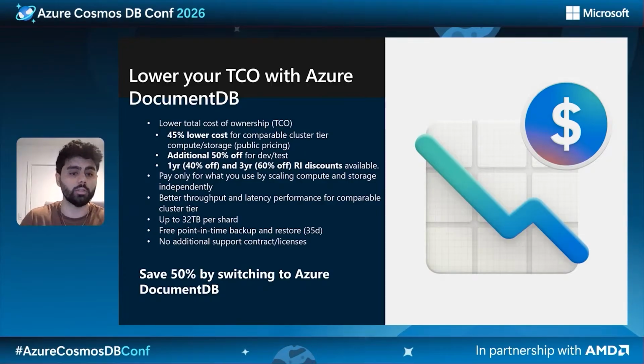We give up to like 32 terabytes per shard, free point-in-time backup and restore, and no additional support contracts or licensing. I'm going to emphasize this again. The price you see on the website is the price you pay at the end. There are no surprises, no additional contracts, licensing, or any other fees that are associated with Azure Document DB.